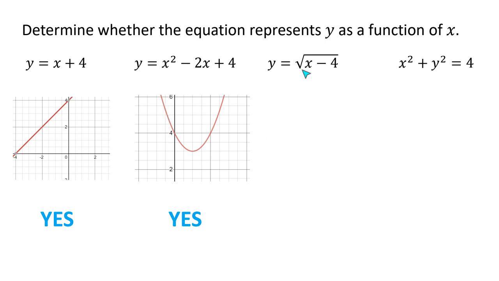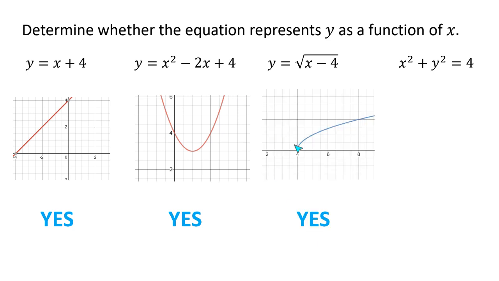Okay. So the third one, you want to ask yourself, what family does it belong to? Here, the square root of x minus 4, that's going to be part of the square root family. The square root family looks like this, and this is going to also pass the vertical line test.